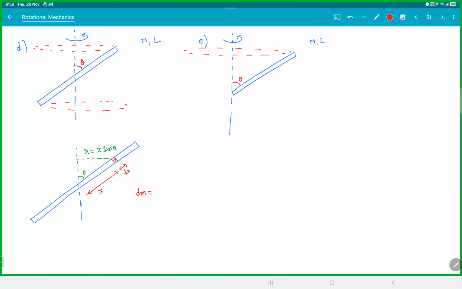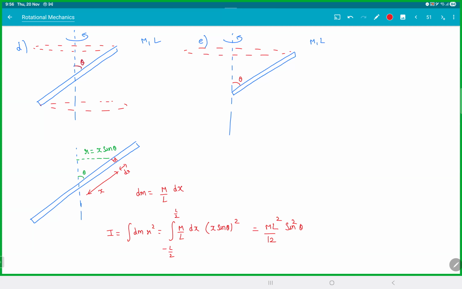What is dm? M by L dx. What is the moment of inertia? Integral dm r square. This will be M by L dx, and r will be nothing but (x sine theta) whole square. Remember, theta is constant here. Limits will go from minus L by 2 to L by 2. This will be ML square by 12 sine square theta.